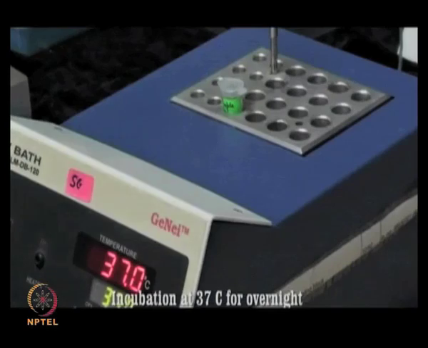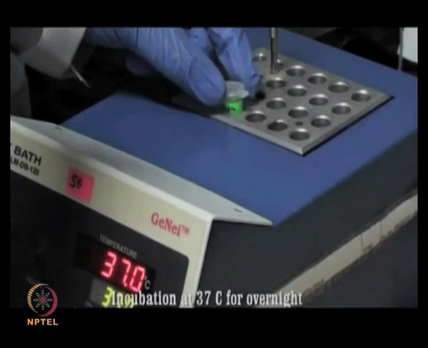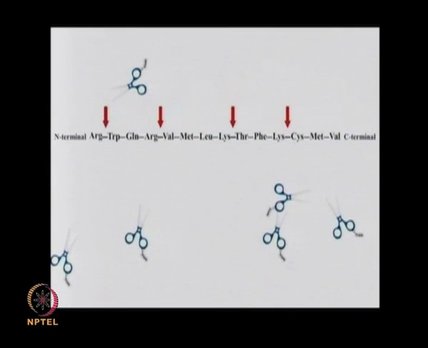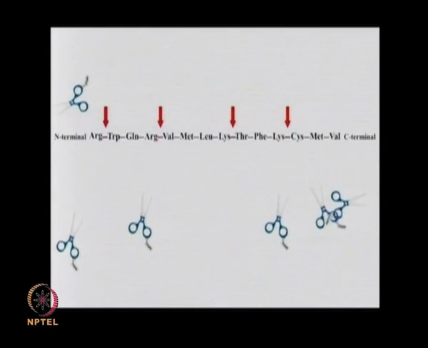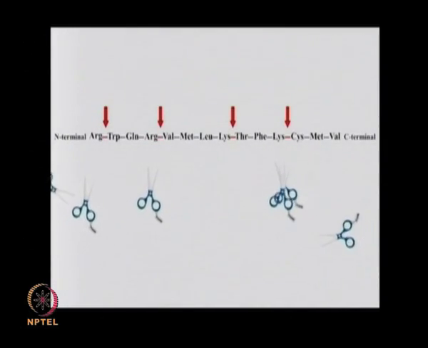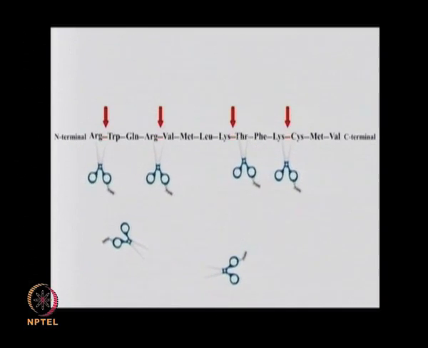Add 25 microliter of ammonium bicarbonate buffer. It is the same buffer in which trypsin is prepared, and incubate at 37 degrees for overnight, 12 to 16 hours, for proper proteolytic cleavage.